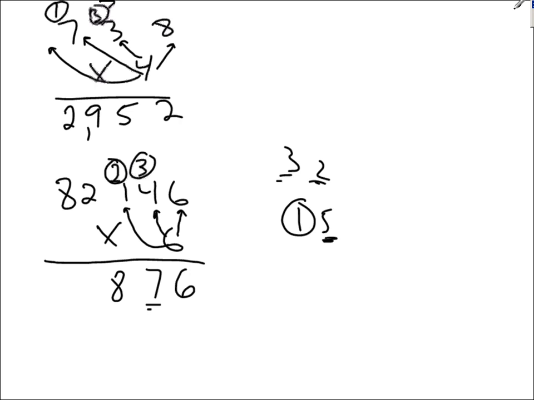Bring the 8 down. 6 times 2 is 12. Bring the 2 down, carry the 1. 6 times 8 is 48, plus 1 more is 49. Since there's no other number, you can bring down the entire 49. The answer is 492,876.